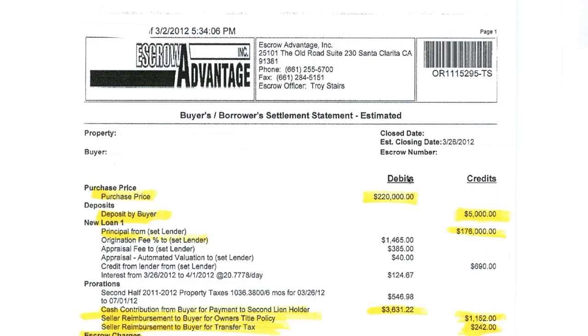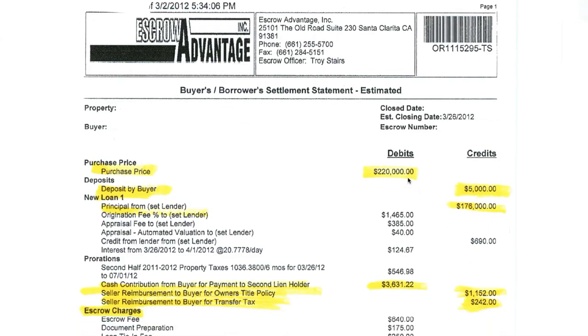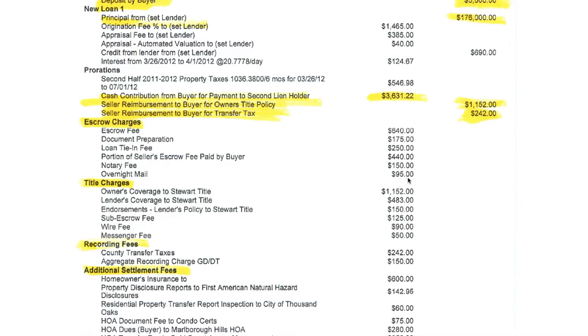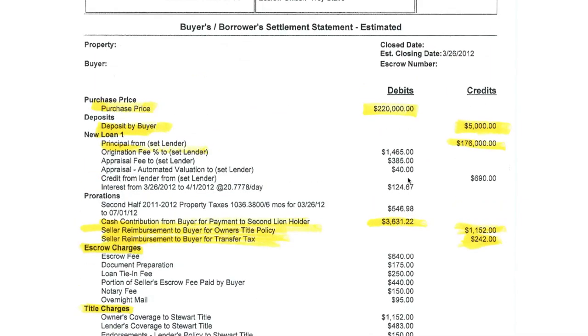There's a debit column and a credit column, and the debit column includes items such as the purchase price of the home, all of the fees, escrow fees and title insurance fees and lender fee and appraisal fee, any taxes that are owed, any recording fees. That's going to be on the debit side of the document.